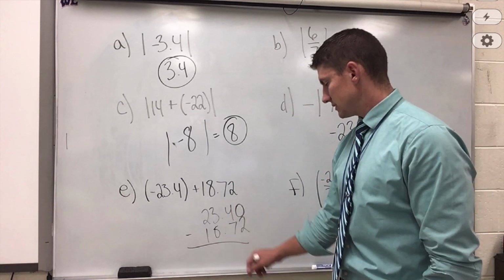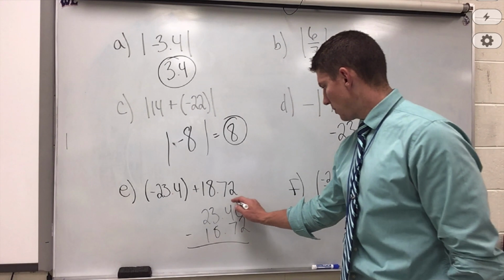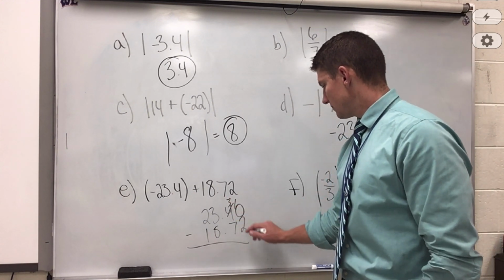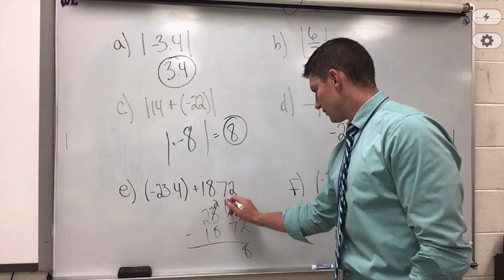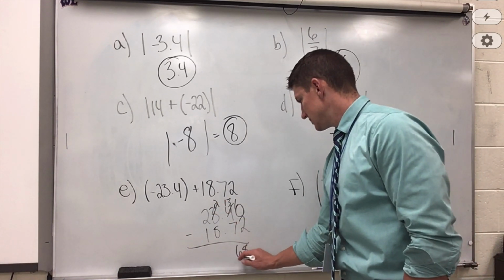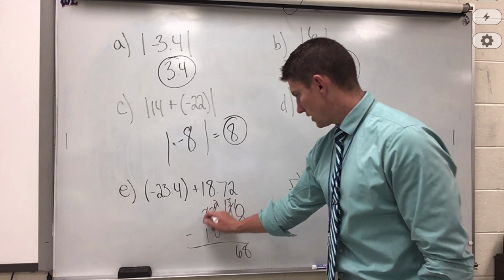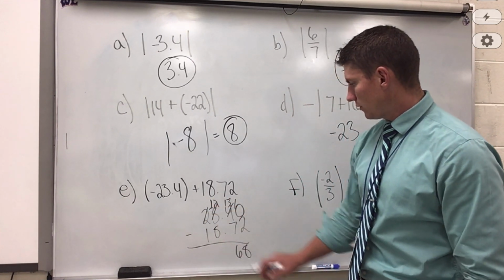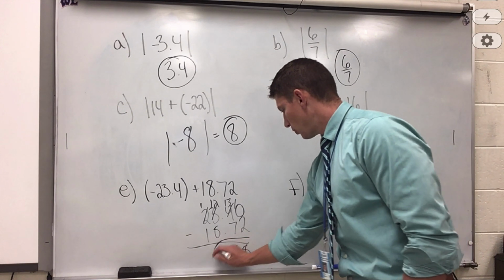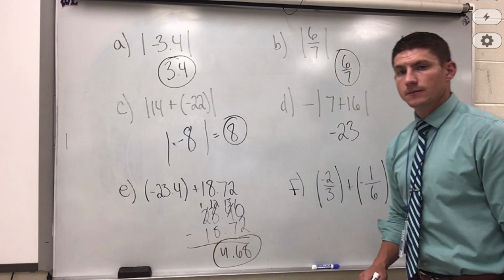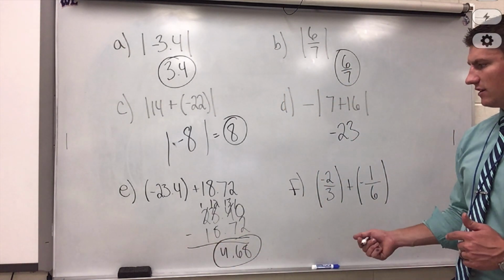I throw a 0 in here. We would say that this is 0 minus 2, can't do, so you have to borrow. This turns into a 3. 10 minus 2 is 8. 3 minus 7 can't do, you've got to borrow. 13 minus 7 is 6. You've got to borrow again. 1 is going to become 12. 12 minus 8 is 4, and then 1 minus 1, you get 4.68. Now is that positive or negative?